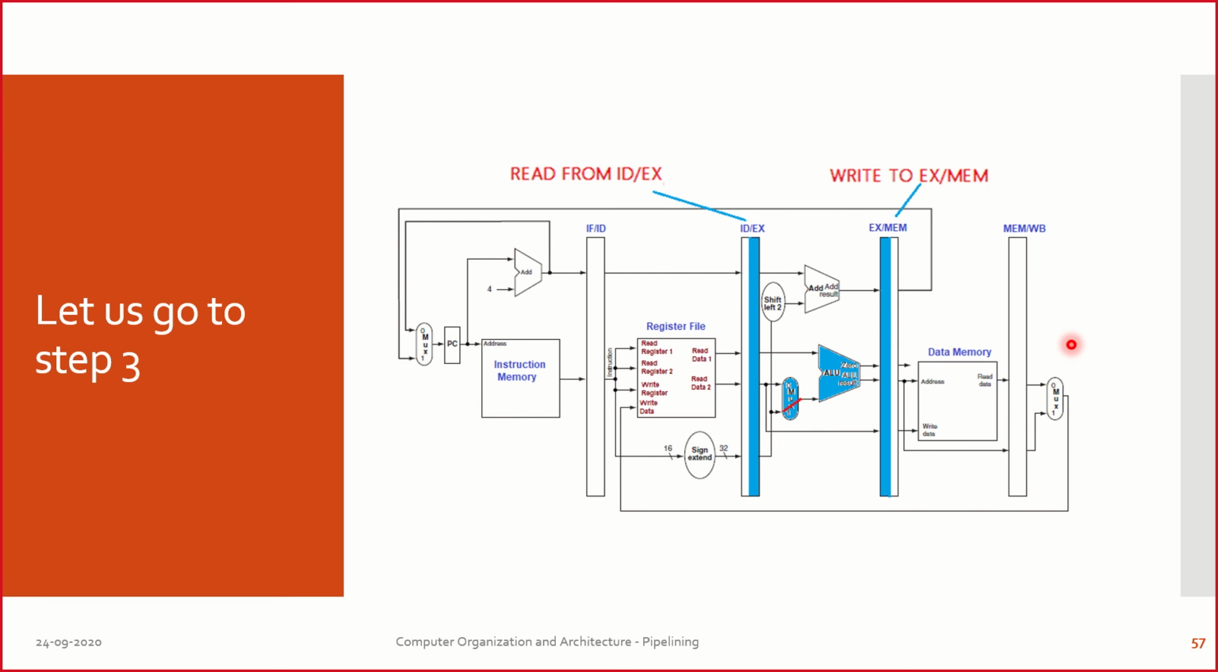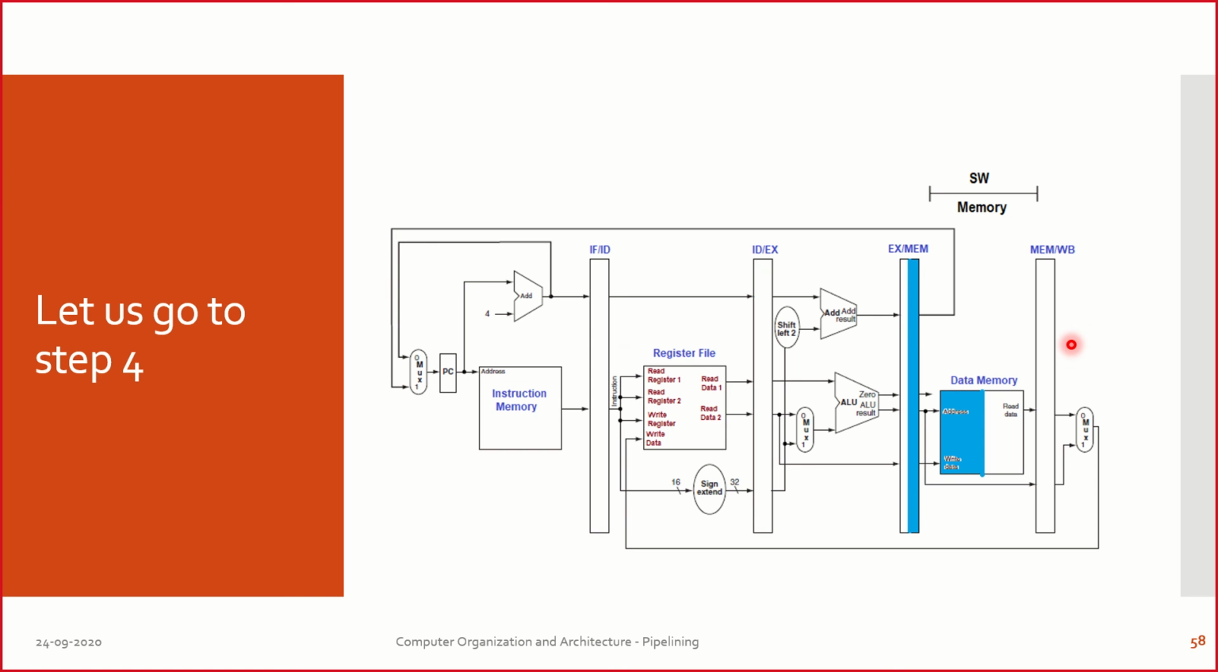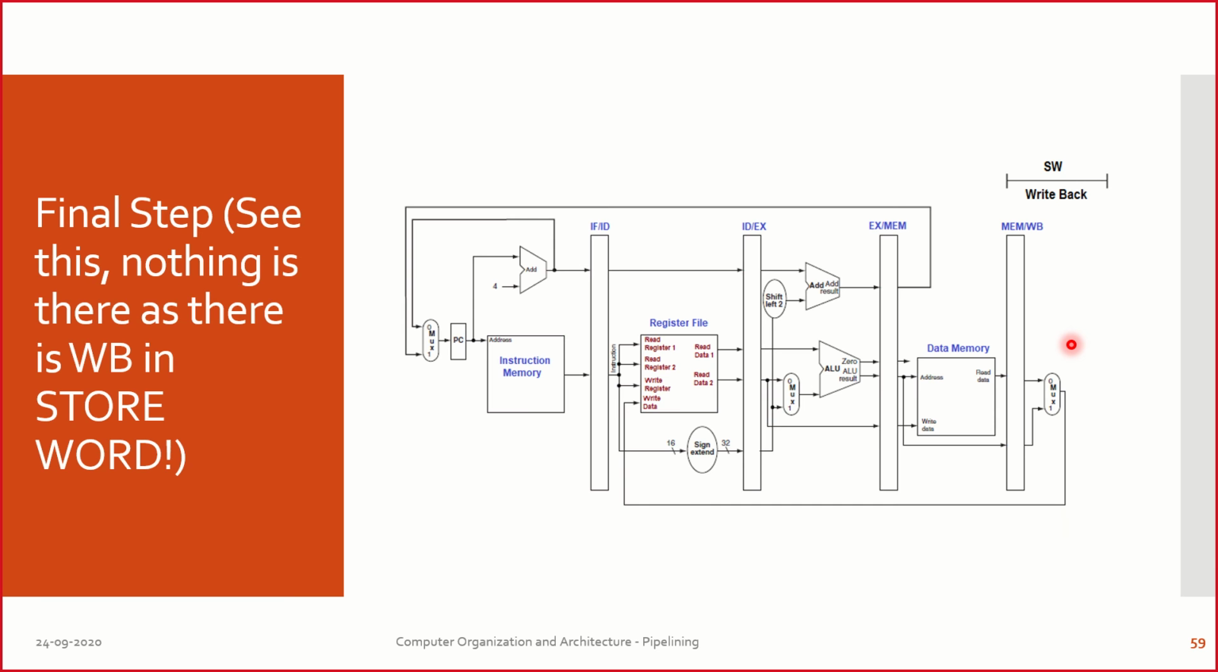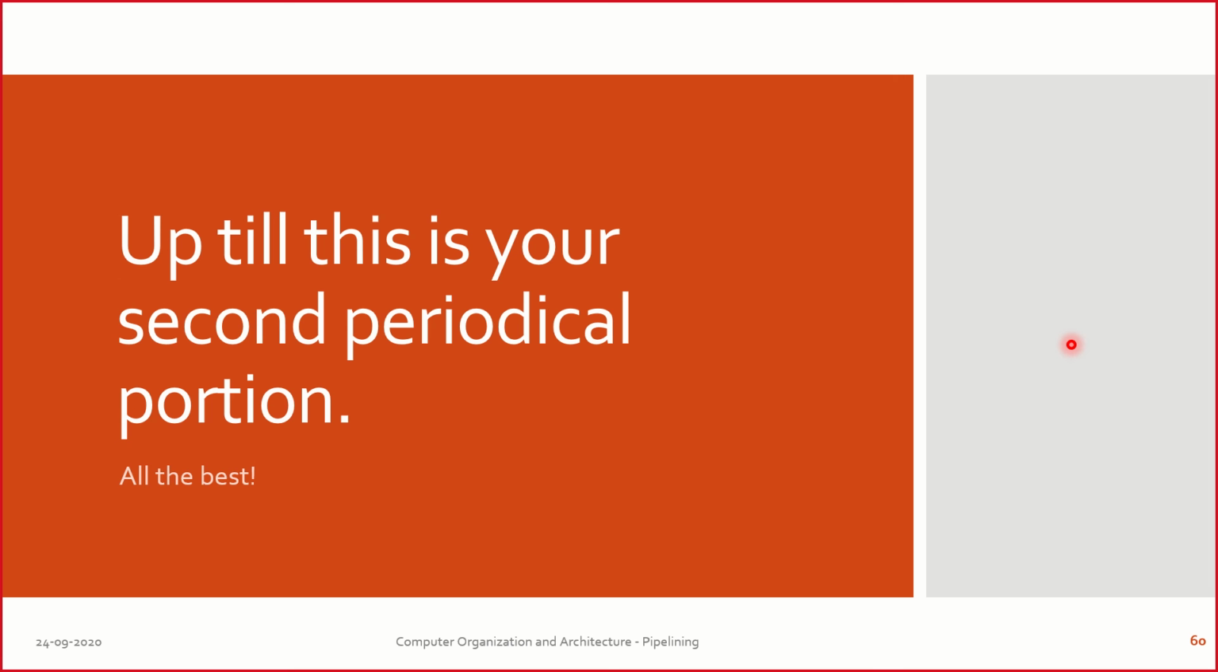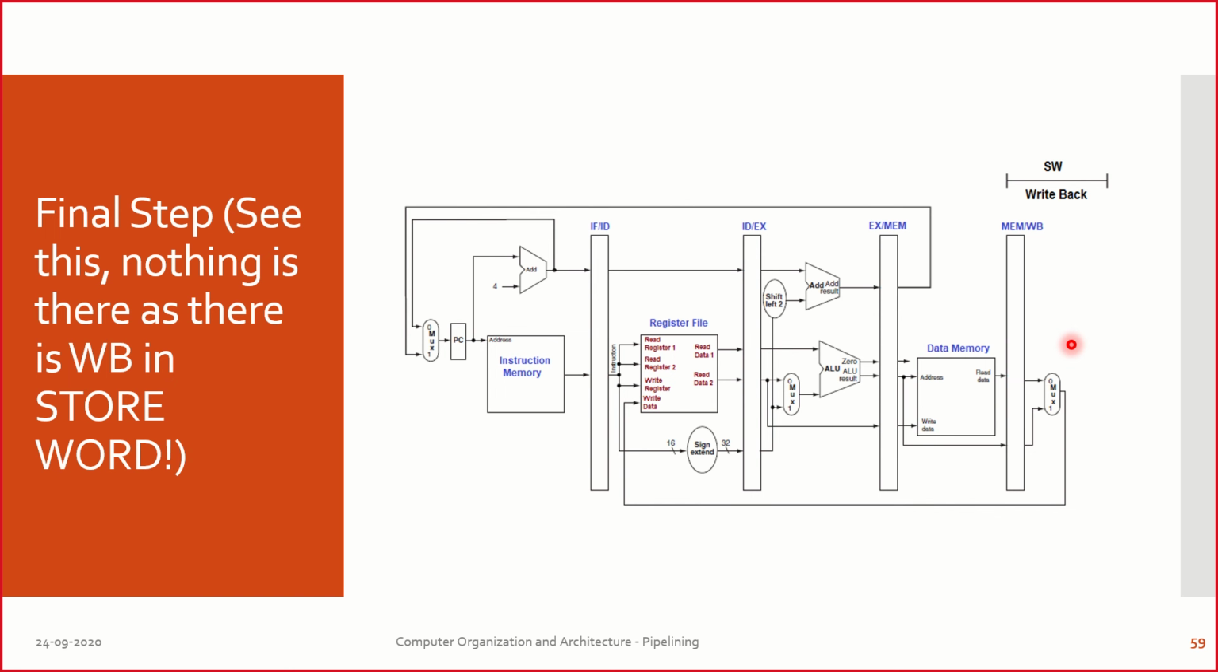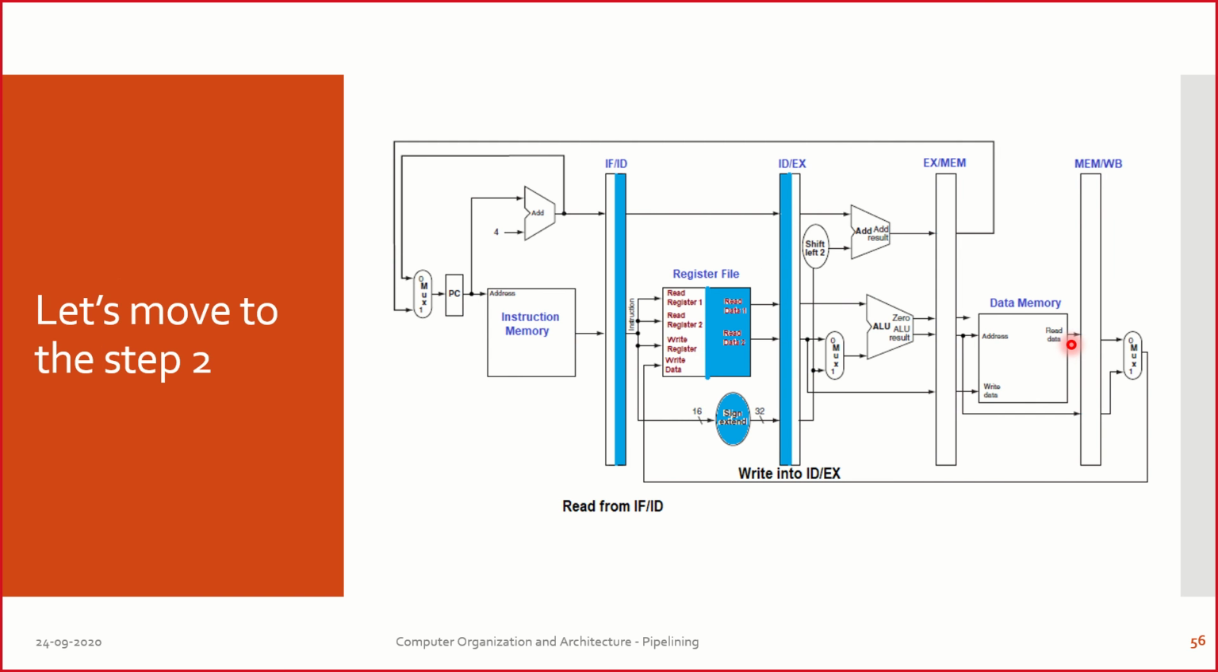So what is store word all about? Store word is all about storing the computed result or the calculated result into the memory. The memory is nothing but the data memory. I am not going to write back anything. So what will happen is I am going to take the result out from the EX/MEM and I am writing it into the data memory. The write happens to the left. So I wrote it into the data memory and there is nothing there. No storage there into the register, no write back. So this stage is not going to be highlighted. This is left empty.